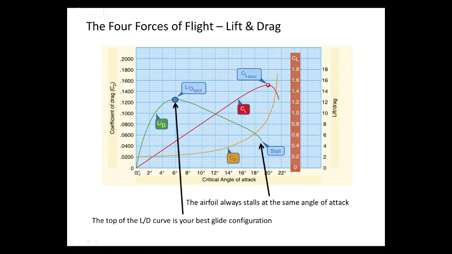When you are in straight and level flight, call it 2 degrees angle of attack, your wings are producing a certain amount of lift, and your aircraft is producing a certain amount of drag. And dividing the lift by the drag, you can plot out this line here through the different angles of attack as you approach what's called the critical angle of attack, which for this particular aircraft is 19 degrees.